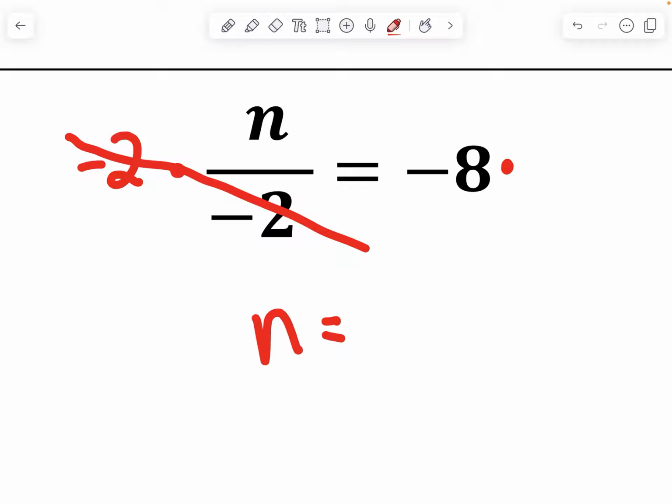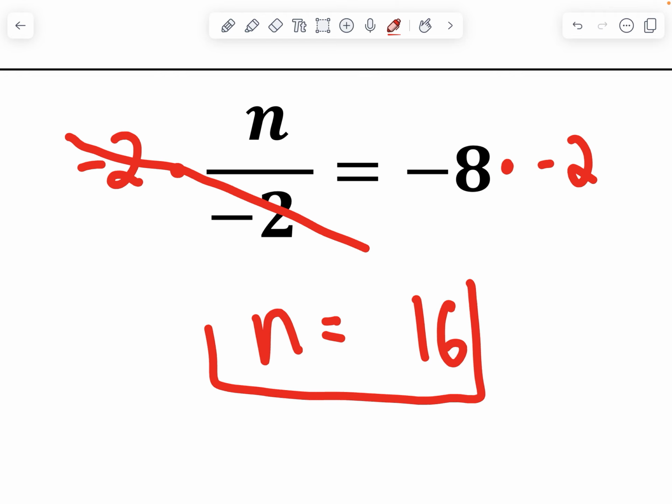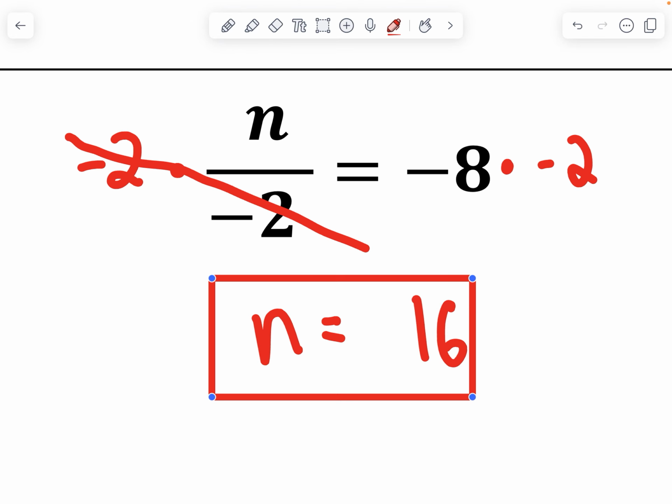And whatever you do on one side, you always do to the other. I know 8 times 2 is 16, and a negative times a negative is a positive. So n equals 16 as our answer.